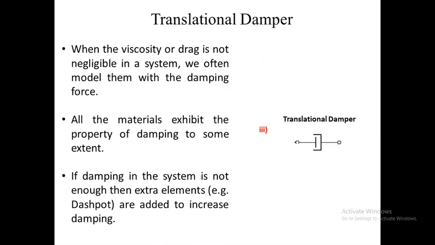Then we see the translational damper. When the viscosity or drag is not negligible in the system, we often model it with a damping force. All materials exhibit the property of damping to some extent. If the damping in the system is not enough, then an extra element, that is a dashpot, is added to increase the damping. So this is the symbolic representation of a translational damper.